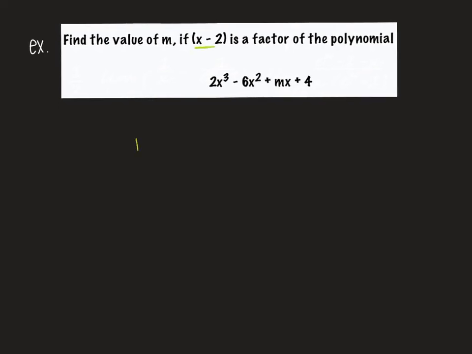So this one we can use synthetic. You see how this is just x minus 2, and just because it's a 1x to the first power, that's good for us. So we can get synthetic set up. We're going to have a positive 2 on the outside because I see a minus 2. And we'll get everything on the inside set up. So we have 2x cubed minus 6x squared. Then we have a plus mx. We don't know what m is. And then we have our 4 as our constant.